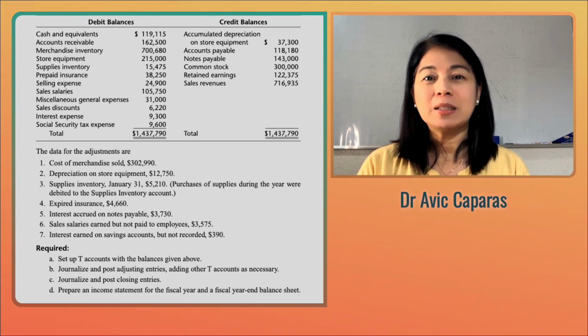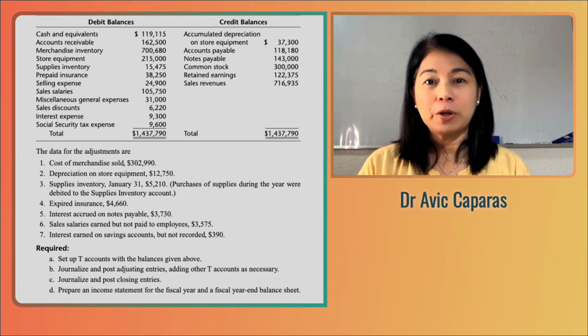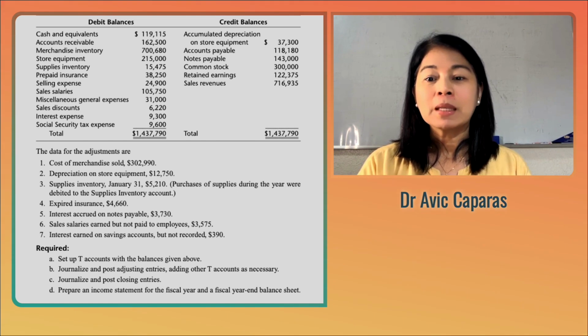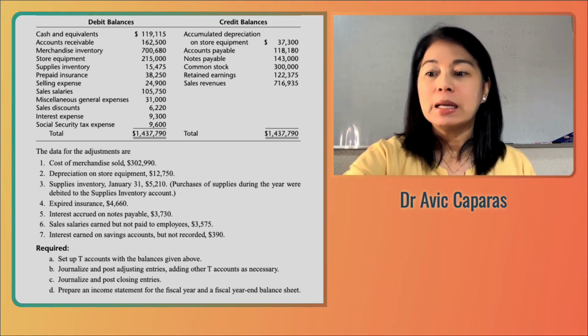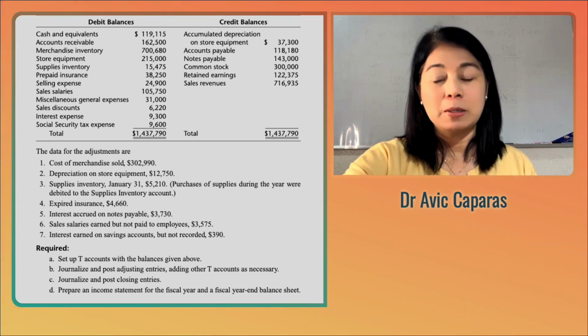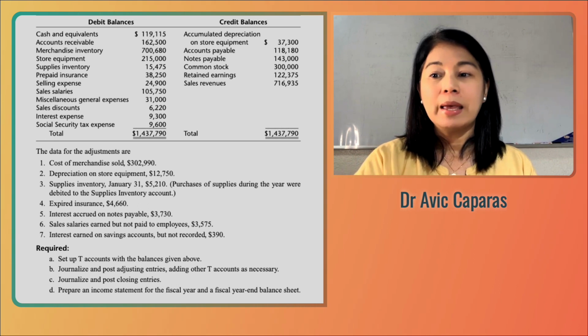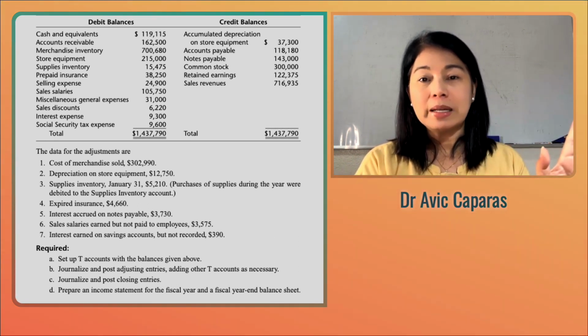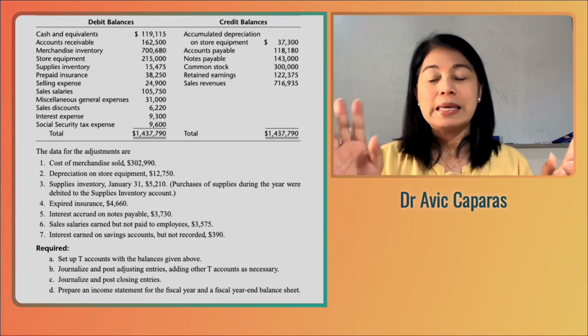Today we're going to tackle the problem in chapter 4, which is Dindorf Company. We are given 4 requirements, and the first one is to set up the accounts with the balances given above. You will notice that there are debit balances on the left side and credit balances on the right side.